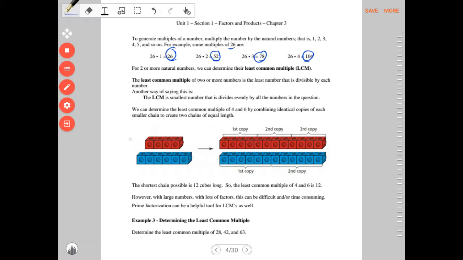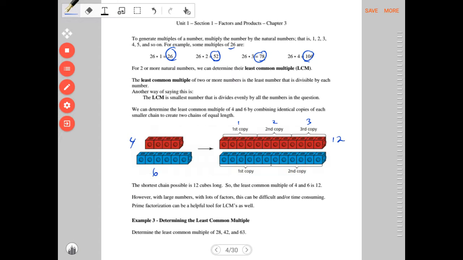So if we look at this, there's 4. If we take multiples of 4, here's the first multiple, second multiple, third copy. So we get 4, 4, 4. So this is a chain 12 units long.